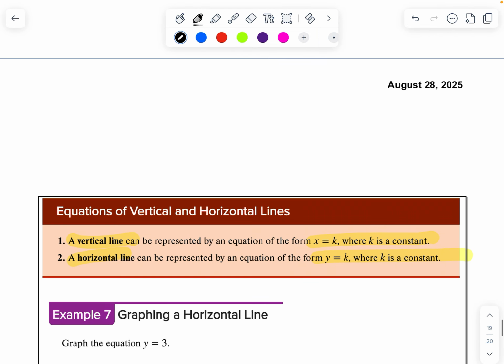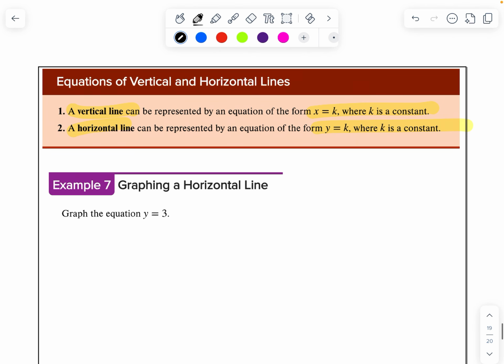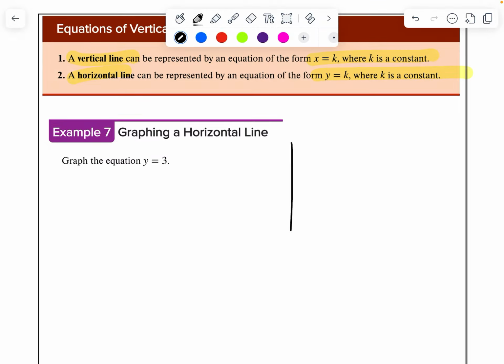One more topic here is vertical and horizontal lines. Anytime you see an equation that you have to graph that only has an x, it doesn't have a y, then it is going to be a vertical line. That's x equals 5, x equals 10, 2x equals 10. It can have other numbers, but if it only has an x and no y, it's going to be vertical. If it only has a y and no x, then it's going to be horizontal. y equals 5, 10y equals 20, right? Anything with just a y and no x is going to be a horizontal line if you're asked to graph it. Graph the equation y equals 3.